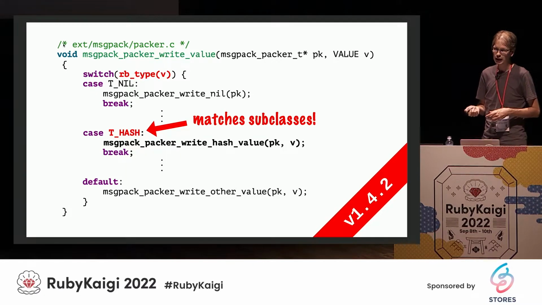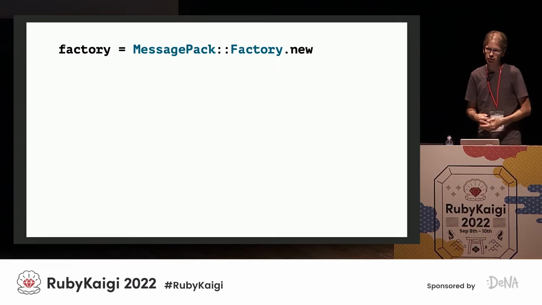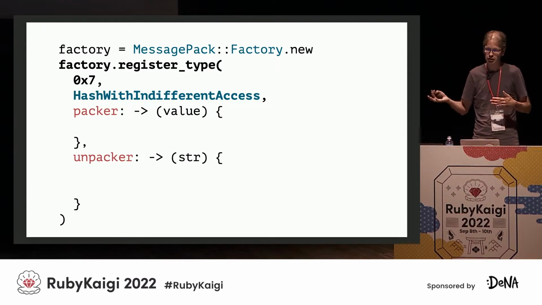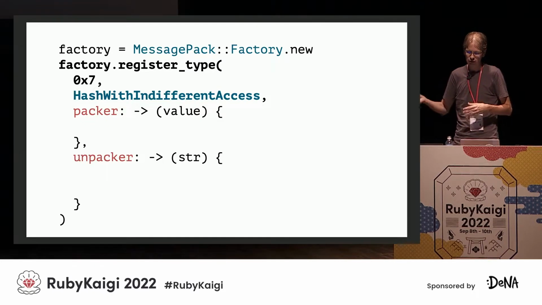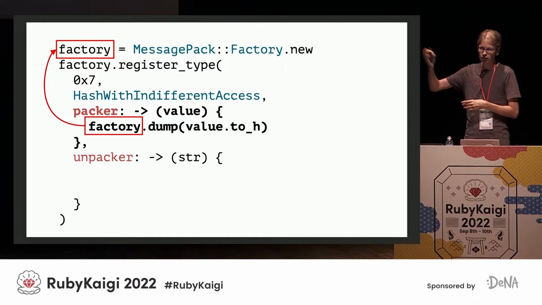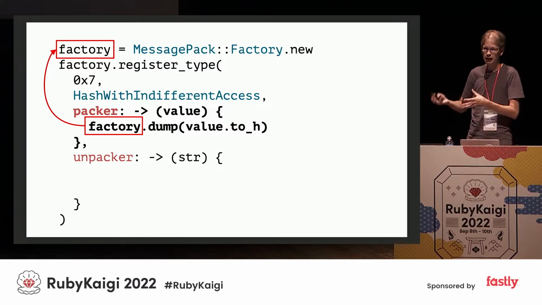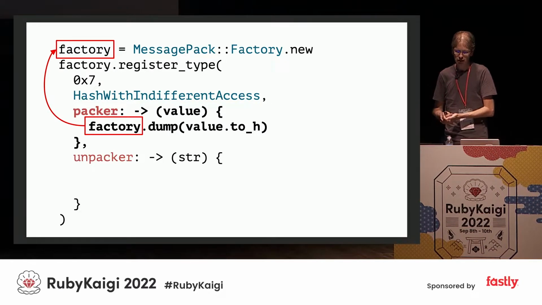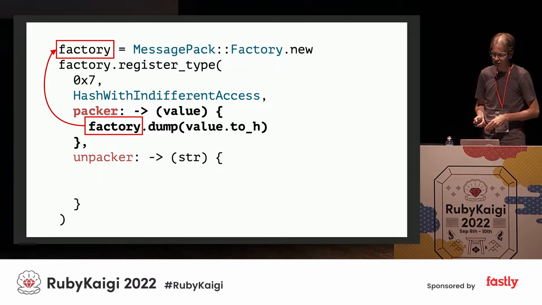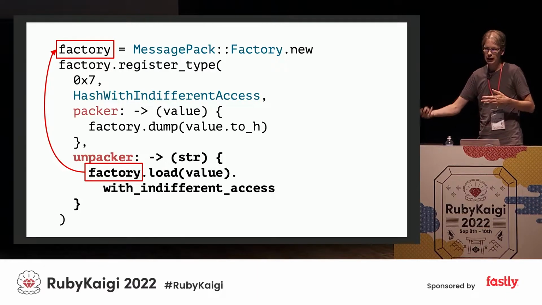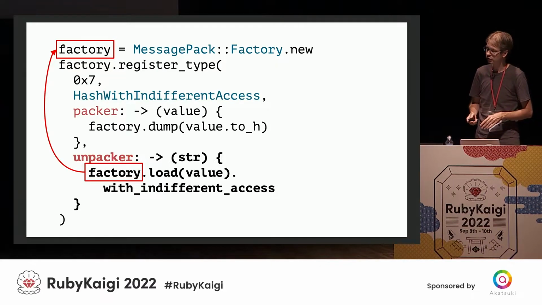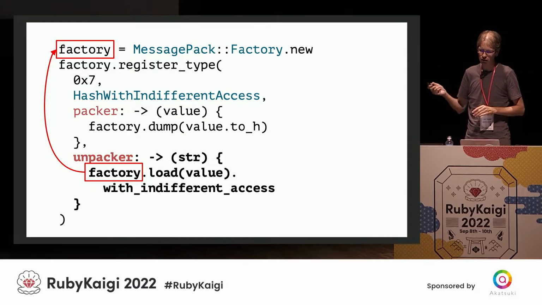So the first response that I had with this problem was, OK, let's just create an extension type for this, right? So like I said before, we create a factory, we register a type. Here I register a type with number 7, and then I call it HashWithIndifferentAccess. And I need a packer and unpacker. Here I'm going to use the parent factory so that I can take the value, which is a HashWithIndifferentAccess, convert it to a normal hash, and then I'm going to dump it with the factory, which will then recursively go down into all its keys and values. And then the unpacker is the other way around. The value now is a hash. We know that because that's how we encoded it. We load it, and then we convert it to a HashWithIndifferentAccess. So this should work. It should work, but it didn't work.